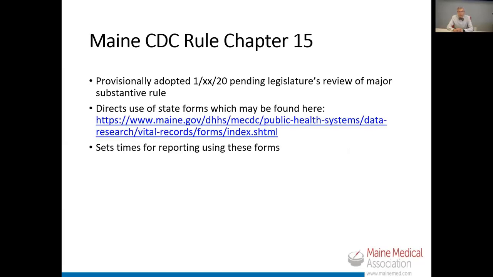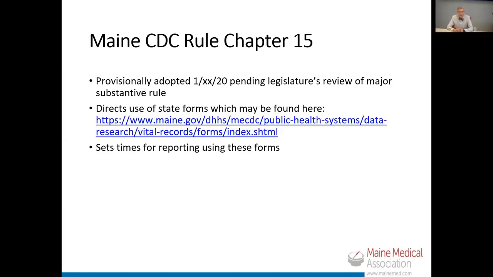I'd now like to speak a little bit further about Maine CDC Rule Chapter 15. This is the administrative rulemaking, mostly on reporting, that has been developed under this law. And remember that rules have the same legal effect as statutes. It simply means that they are created by executive branch agencies rather than the legislature.